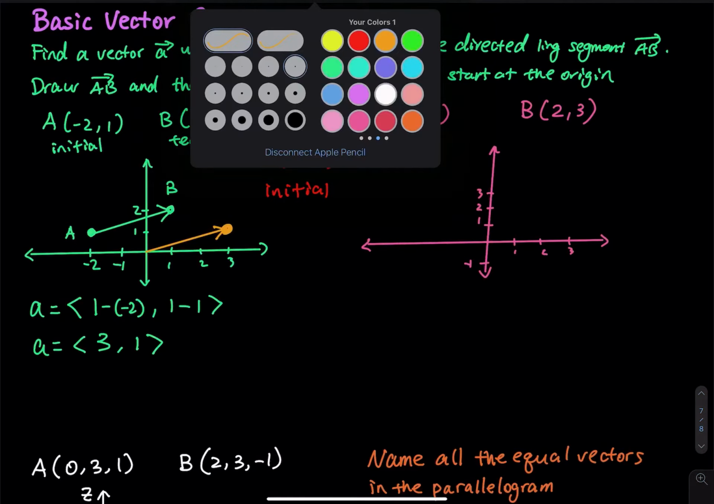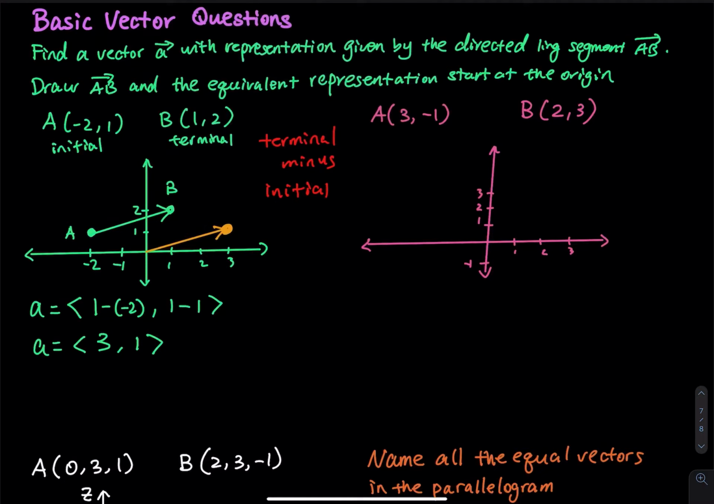Let's take a look at the pink one. So the pink one, we have initial and terminal. Initial is 3, negative 1. So that is my point A. And then terminal 2, comma 3. So that is my point B. From point A to point B, we shoot an arrow. Of course, you have to point out the direction. All right, and then we do the math.